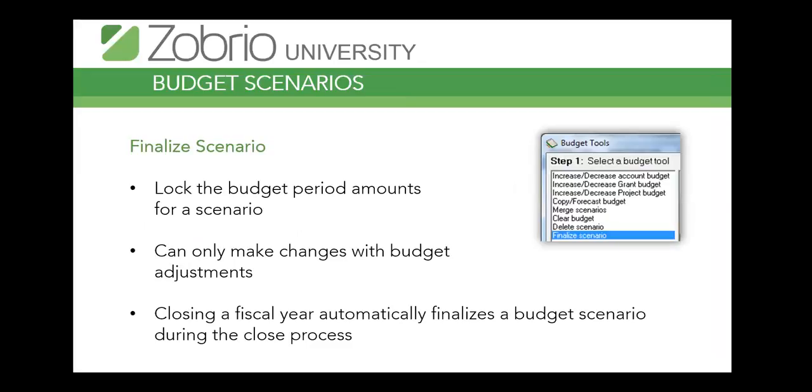Finalizing a scenario, this is the last and final option, and this locks the budget period amounts for that scenario. You can only make changes through a budget adjustment. So in other words, it finalizes that budget as the original budget, and any changes will be considered adjustments. And that's handy because sometimes there's changes to the budget throughout the year, but you want to make sure you keep your original one in place. If you choose not to finalize a scenario, which you don't have to do, whenever you close a fiscal year in Financial Edge, it automatically finalizes the budget scenarios for that year during the close process.